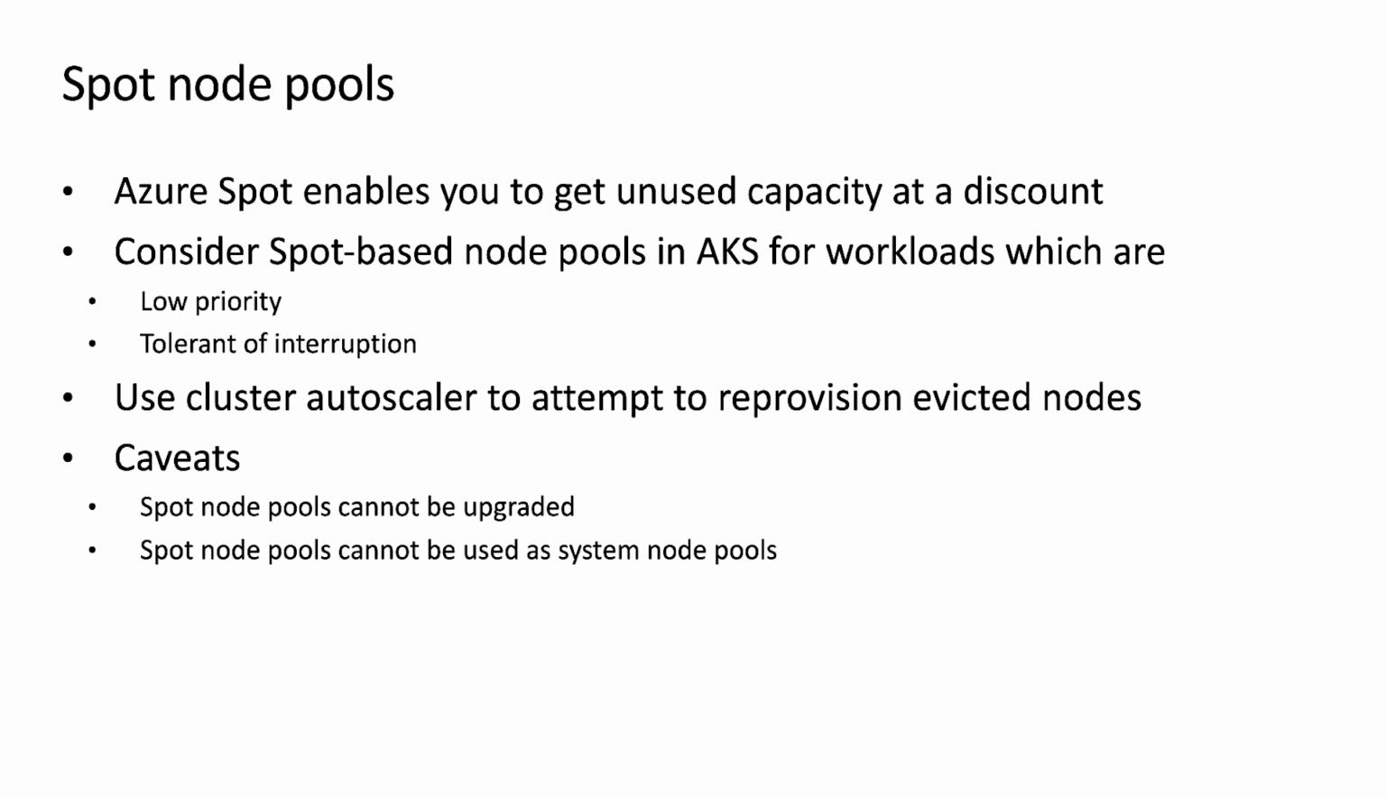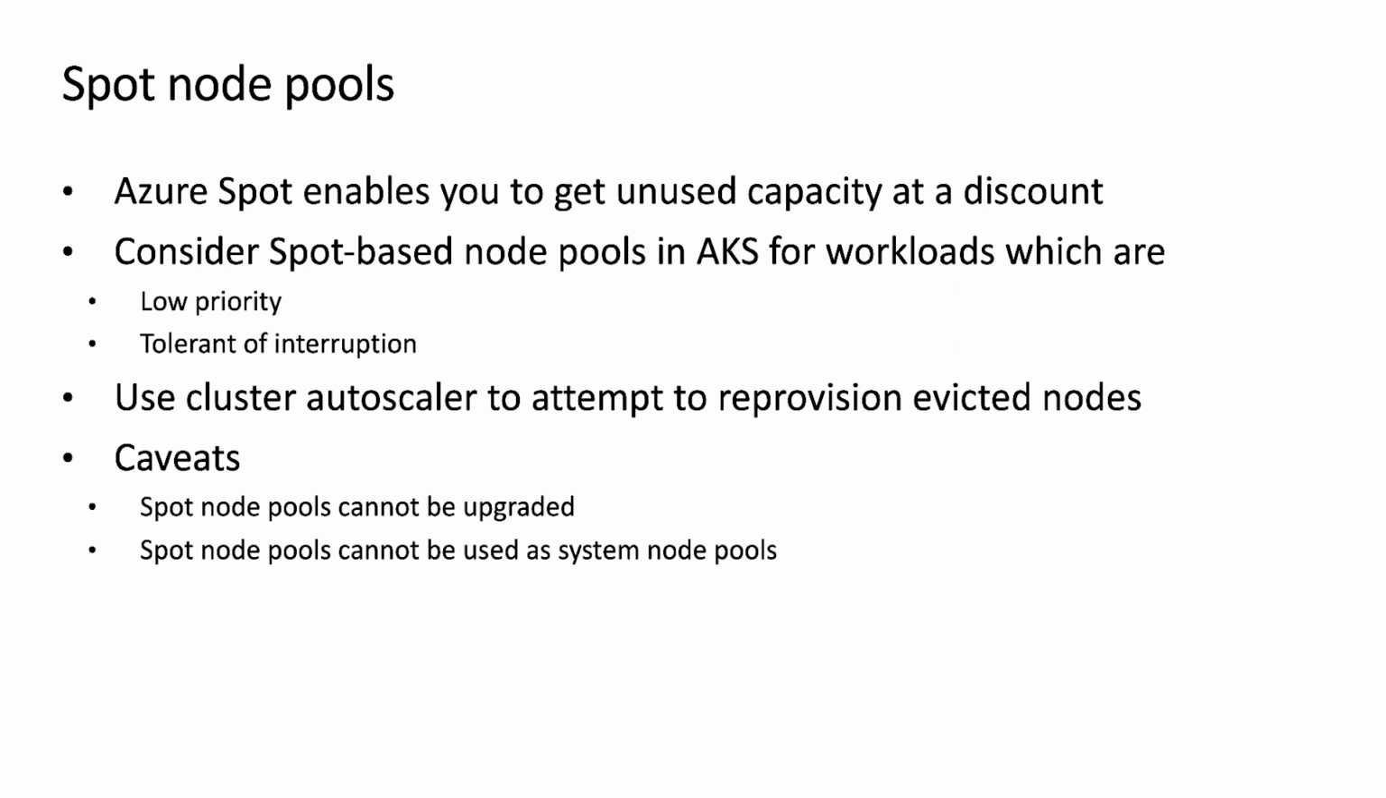And so the idea here is to allow you to get unused Azure capacity at a pretty steep discount, up to 80% in some cases, while being mindful of the fact that capacity is not guaranteed. So if it needs to be reclaimed for other customers who are willing to pay full price, then your nodes will get evicted. But for certain workloads, namely things that are maybe lower priority and certainly things that are very tolerant of interruption, so batch jobs, machine learning type workloads, this can be a very nice way to get significant discount on your compute costs while still running in an AKS environment.